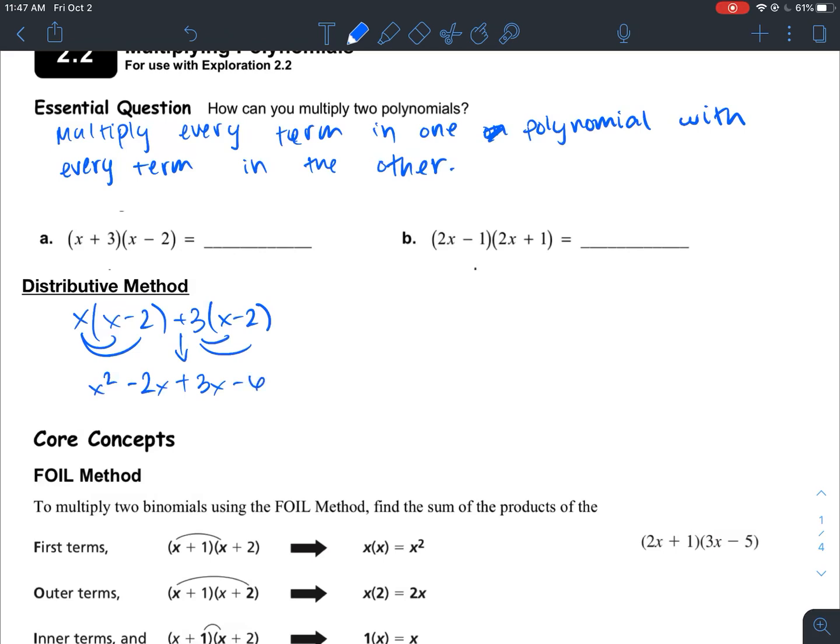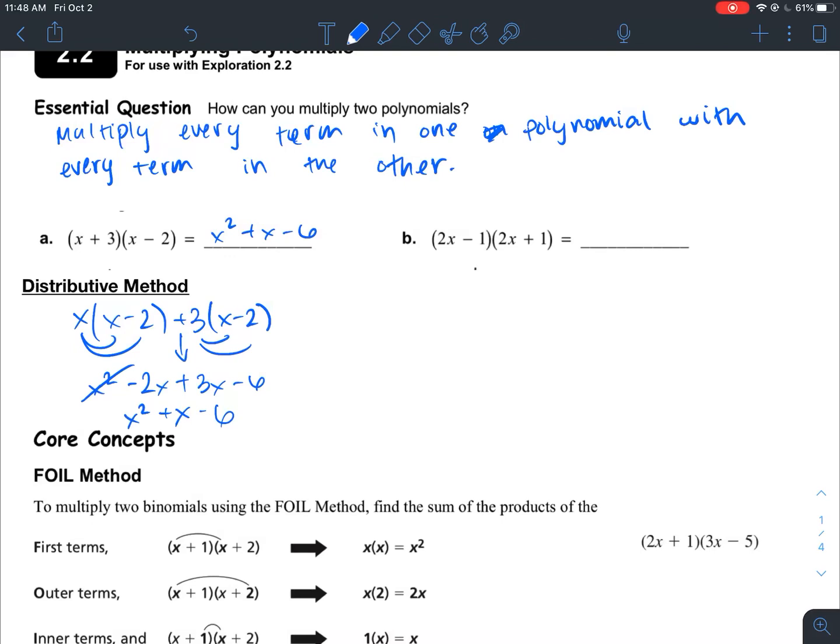And once you have that written out, right now we've multiplied every term from one polynomial, like this one right here, with the terms in the other. So at this point, we can combine like terms, if there are any. There's only one x squared right there, so we got that one. But then you see here we have a negative 2x and a positive 3x, which are like terms. So negative 2 and positive 3 makes for 1x, and then you have your constant, minus 6. So this is x squared plus x minus 6. Okay?